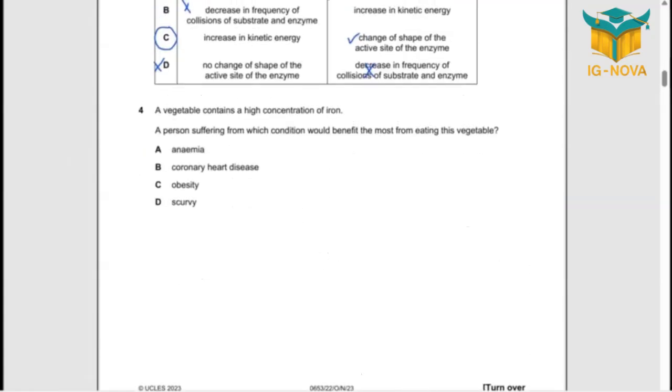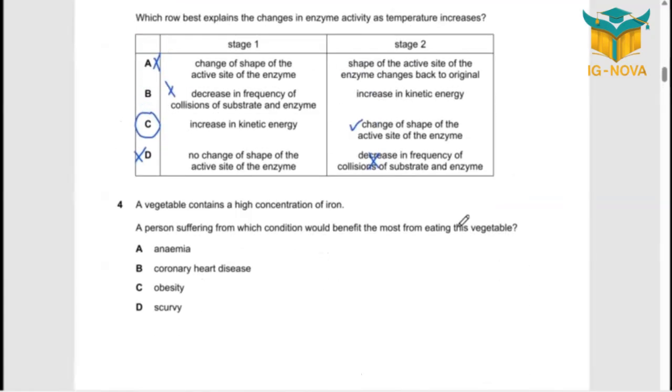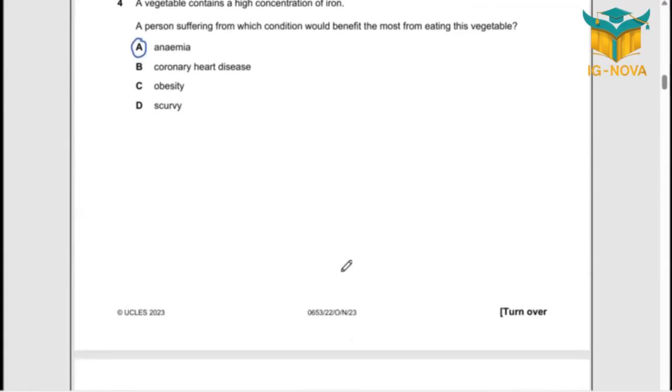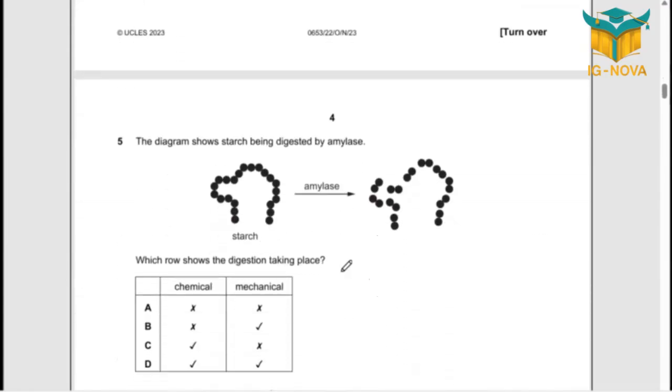Question 4, malnutrition or deficiencies. Iron is directly related to anemia, this is a fact. Coronary heart disease is related to fat, and to smoking. Obesity is related to excessive intake of fats. Scurvy is of course related to vitamin C deficiency.